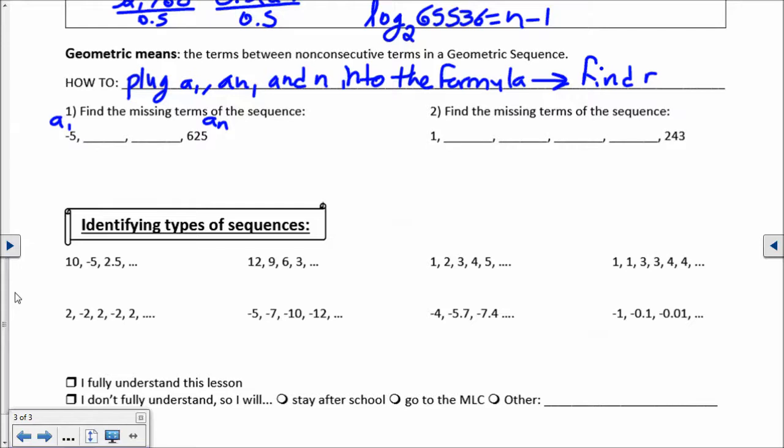Remember, we represent the last term in a finite sequence with a sub n. How far did I have to go out to get to a sub n? 4. So what's n? 4. We have 4 numbers in the sequence. So 625 equals -5. You're going to plug everything into the formula. So a sub n equals -5 times r raised to the what power? 3. You're supposed to do n minus 1 since n was 4. 4 minus 1 is 3.